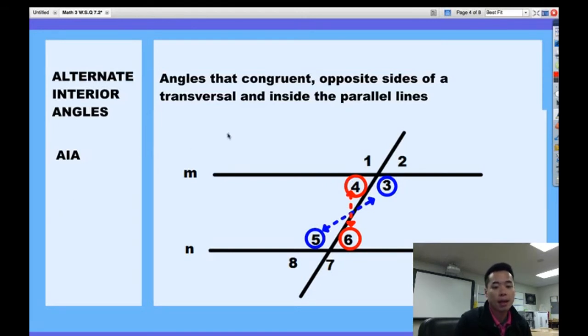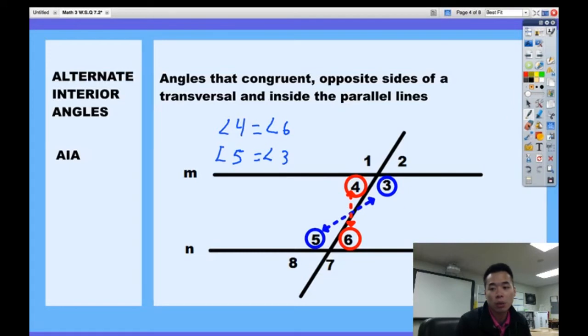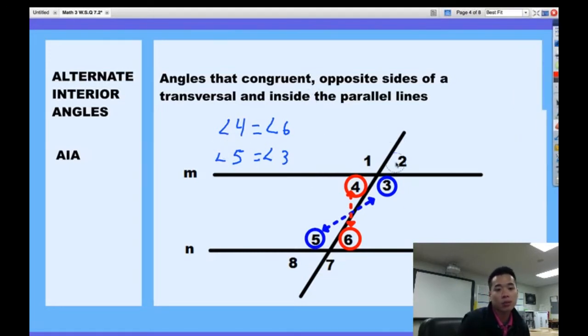So here, in AIA, angle 4 is an alternate interior angle. It matches angle 6 because they're across. And then angle 5 is alternate to angle 3. They are congruent. So one more time, alternate interior angles are angles that are opposite of each other across from the transversal.